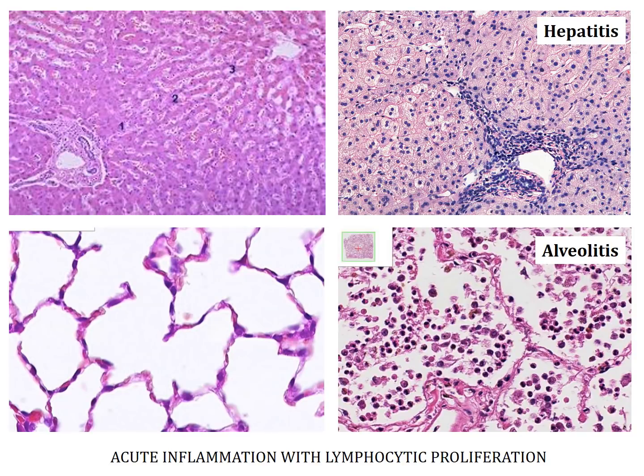Here's some nice examples of acute inflammation. So top left, normal liver. Top right, acute hepatitis. And you can see the infiltration there of all those purple white blood cells. Lower left, normal alveoli. Lower right, the alveoli now swollen and loaded with white blood cells, alveolitis.